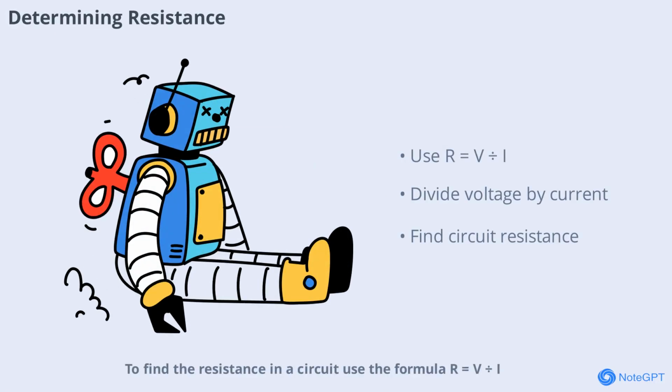To find the resistance in a circuit, use the formula R equals V over I. Divide the voltage by the current, and you'll get the resistance in ohms. This is especially useful when testing unknown components or troubleshooting circuits. Knowing the resistance helps you select the right materials and components for safe and efficient operation. It's a fundamental step in circuit analysis and design.